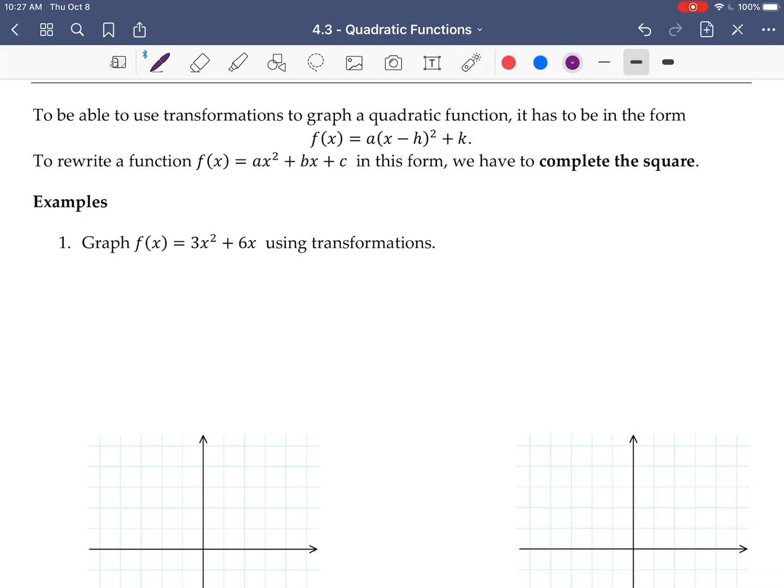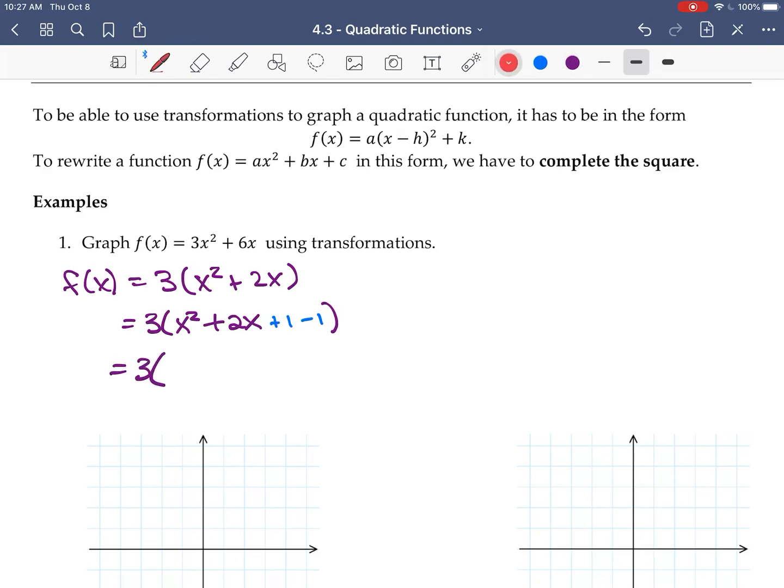Here my equation is 3x squared plus 6x. What I'm going to do is first factor out the 3. So then I have x squared plus 2x. And now I want to complete the square inside the brackets here. Because it's 2, I'm going to have to add 2 over 2 all squared. So that's 1 squared. So I have to add 1, which means I also have to subtract 1 so that I don't change the equation.